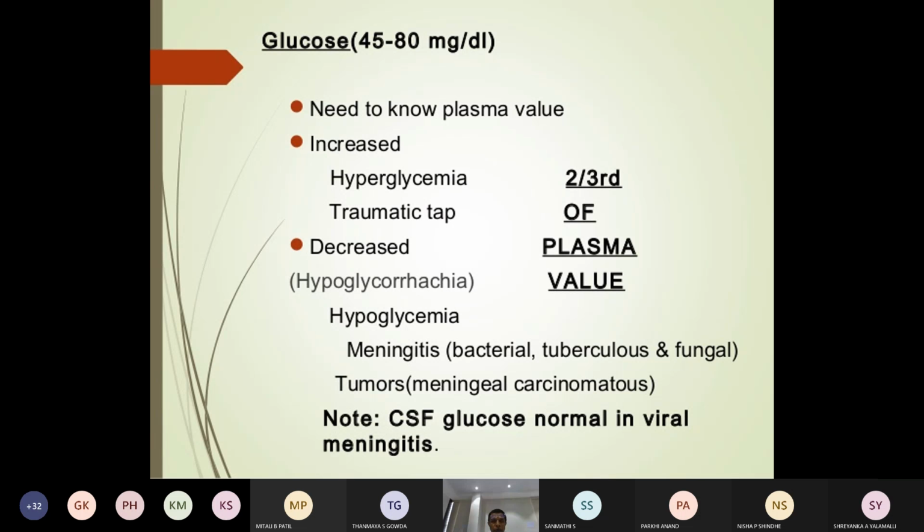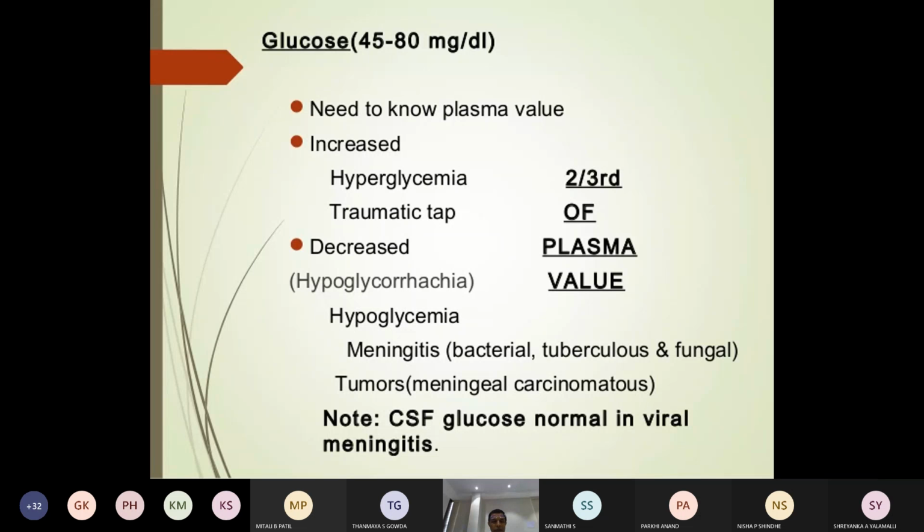The level increases with a traumatic tap and hyperglycemia. The increase is usually not specific, so it is definitely a decreased level that is helpful, and it helps in most of the diagnosis. An increased level may not be much specific. Hyperglycemia may be one cause, so it is very difficult to interpret other conditions.